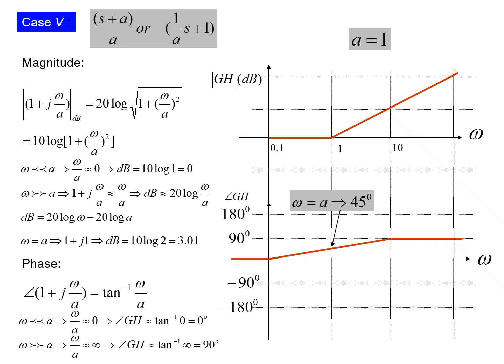Okay, if omega equal to a, and then we get that 1 plus j omega, 1 plus j omega equal to dB, it is 10 log 2, it is 3.01. It is for omega equal to a.